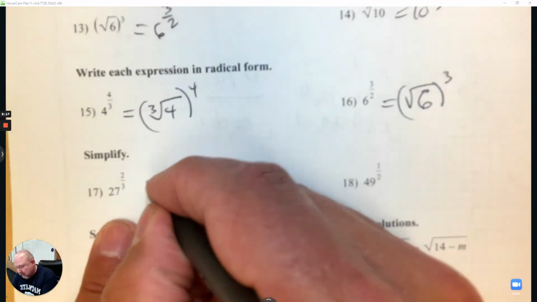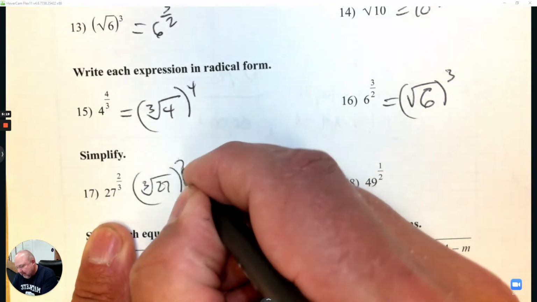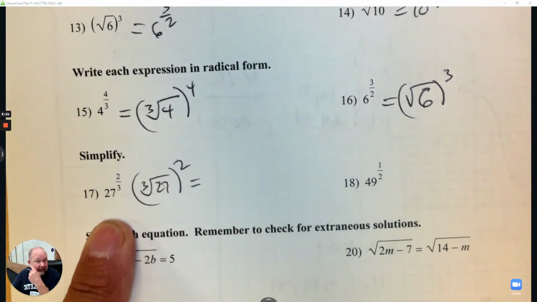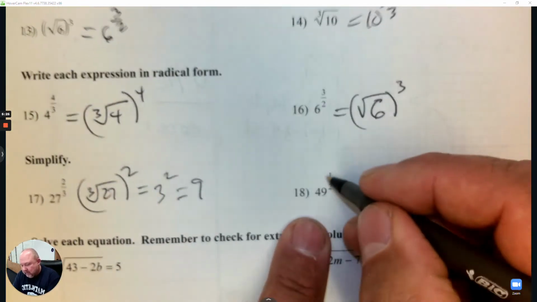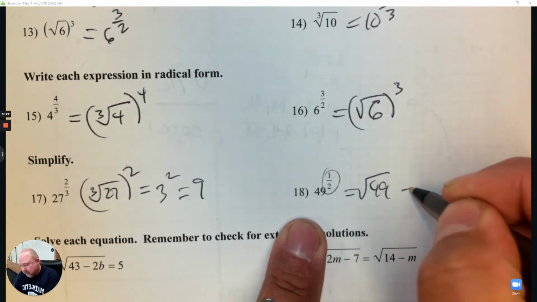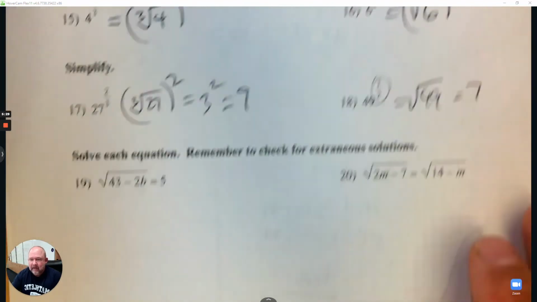Here, what is the cube root of 27? And then that to the power of 2. So what number times itself 3 times is 27? And then square it. Here, this means square root. That number's 7. Solve each equation.